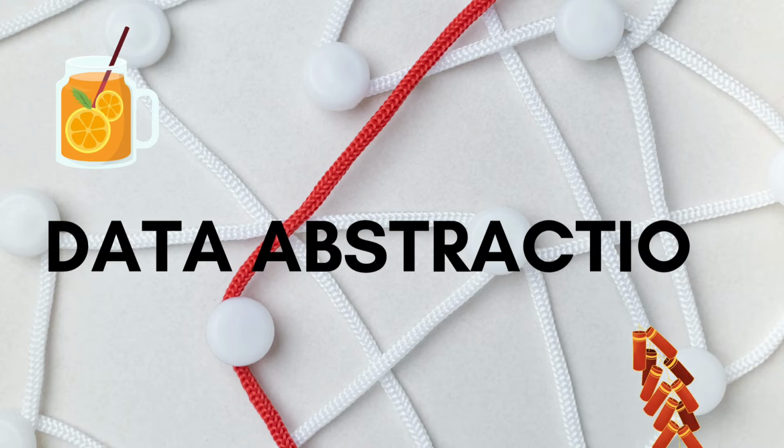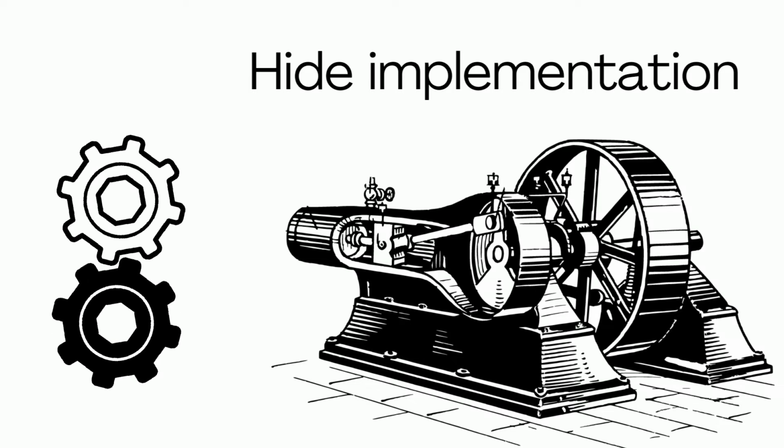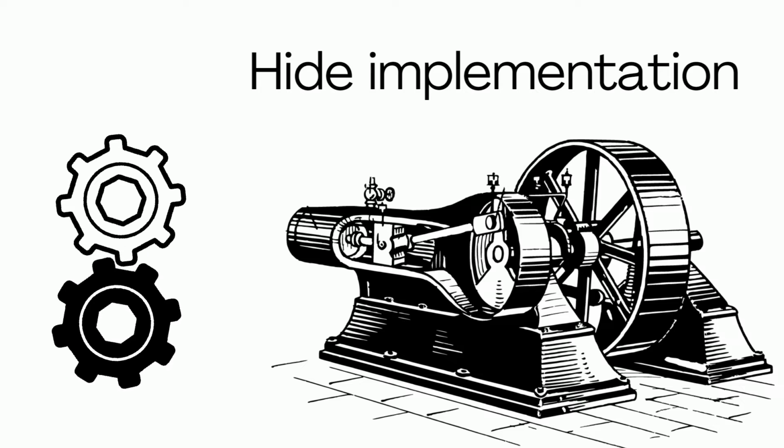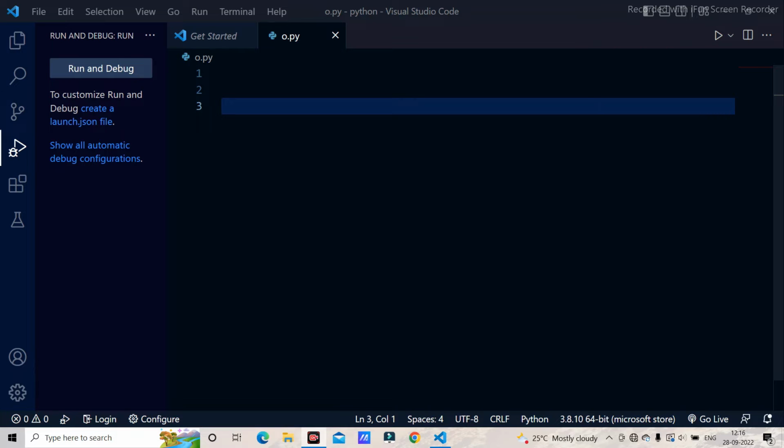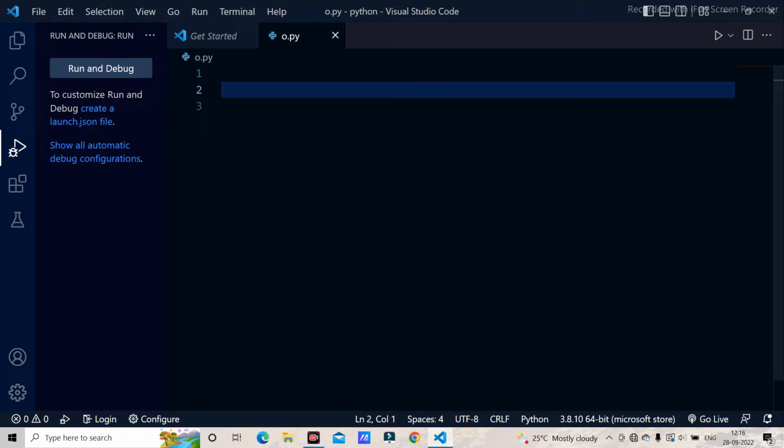At last we have data abstraction, in which we hide everything that is related to the class and present only the features. I will go with data abstraction. As the name suggests, we abstract the data from the class and hide everything that is related to it. For example, here I am going to create a class called circle.